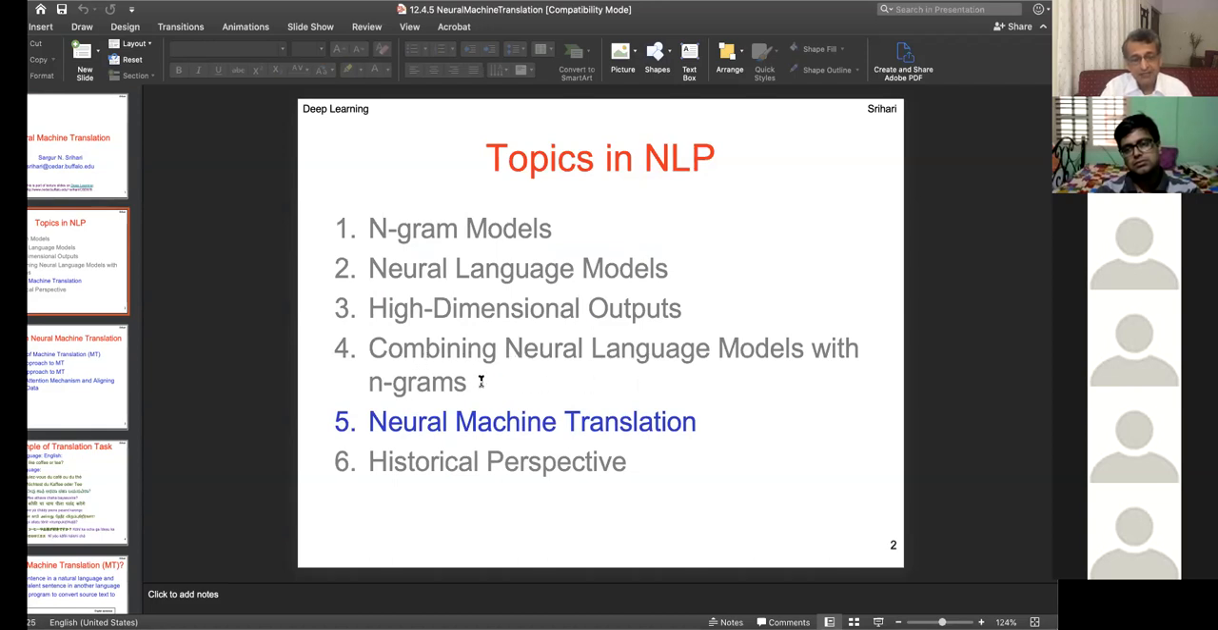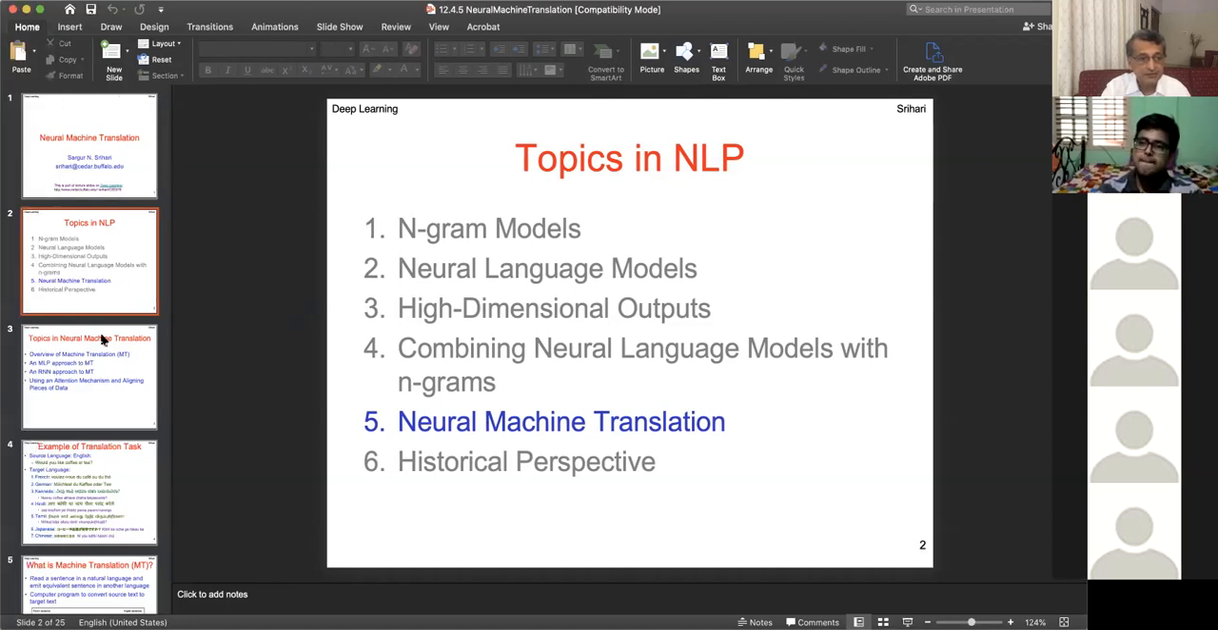Combining neural language models with n-grams is a topic that I have slides on. I thought it was less important than moving on to neural machine translation. So those slides are there. I welcome you to take a look at it. How do you combine embedded models with neural language models to get higher performance? You can look at it as a classifier combination problem. And today's topic is neural machine translation.